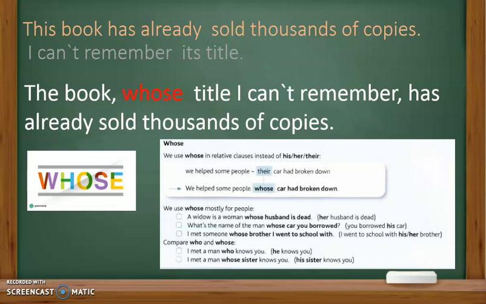Whose. We use whose in relative clauses instead of his, her, their. We helped some people. Their car had broken down. We helped some people whose car had broken down. We use whose mostly for people. A widow is a woman whose husband is dead. Her husband is dead. What's the name of the man whose car you borrowed? You borrowed his car. I met someone whose brother I went to school with. I went to school with his or her brother. Compare who and whose. I met a man who knows you. He knows you. I met a man whose sister knows you. His sister knows you.